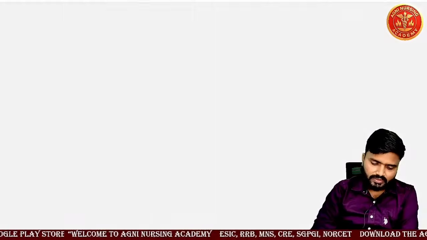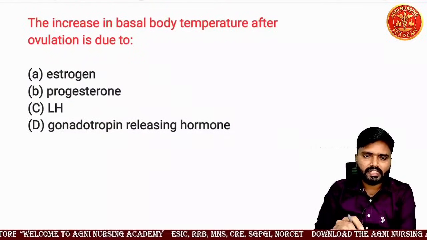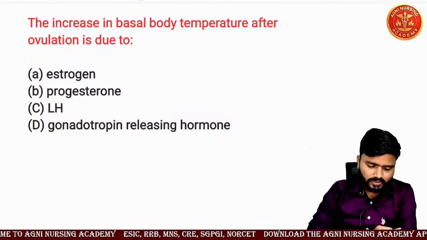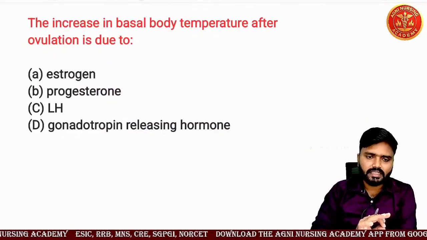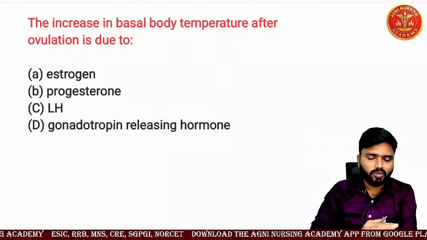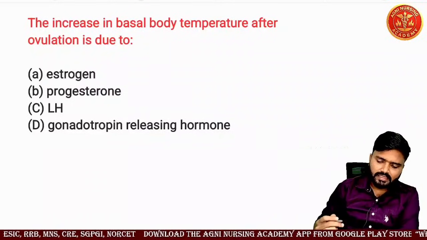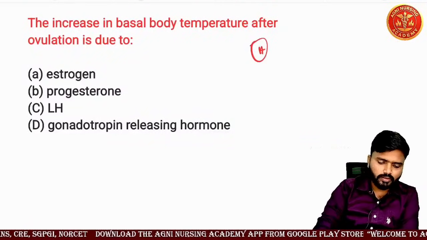Okay. Yes, sir. We'll move on to the next question: the increase in basal body temperature after ovulation is due to: option A is estrogen, option B is progesterone, option C is LH, luteinizing hormone, and option D is gonadotropin releasing hormone. Understood? So here you can see the series of questions is related to ovulation only.